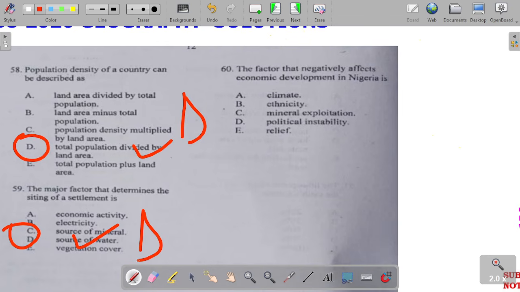Cooking, what have you. Number 60. The factor that negatively affects economic development in Nigeria is climate, no. Ethnicity, no. Mineral exploitation, no. Political instability, and that is it.